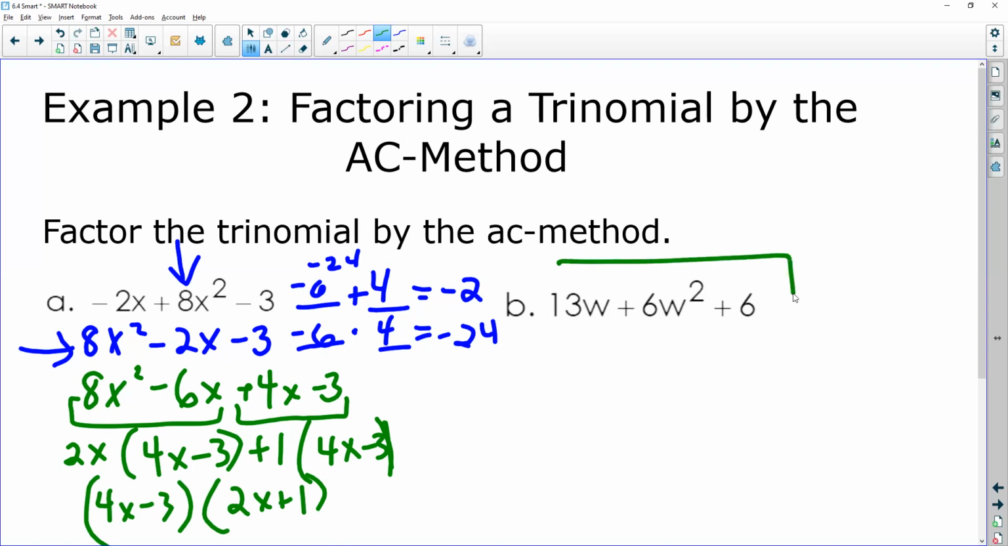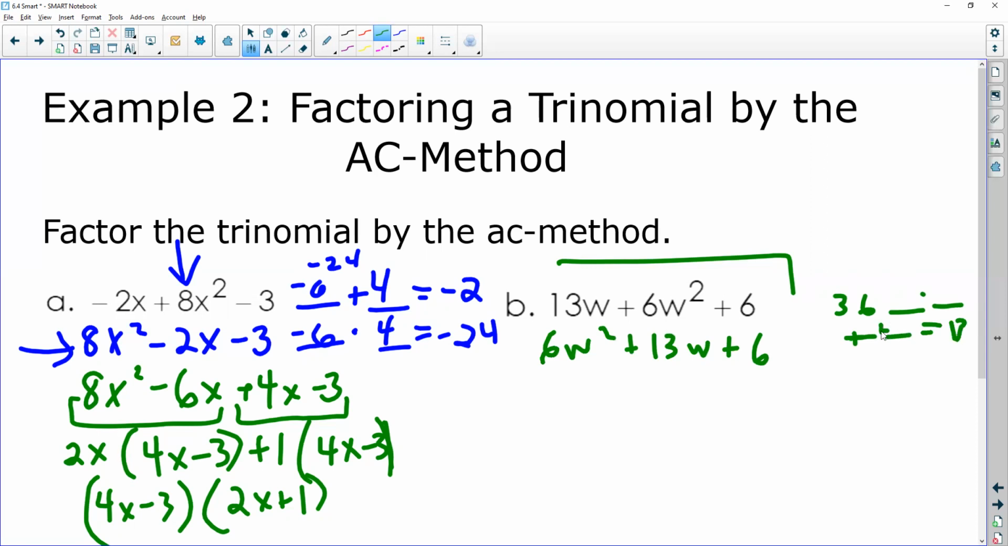Put it in standard form. Figure out what the parts are. Then do the steps. Then start the video again and check it. So standard form is 6w squared plus 13w plus 6. I want two numbers that multiply to make 36 and add to make 13.